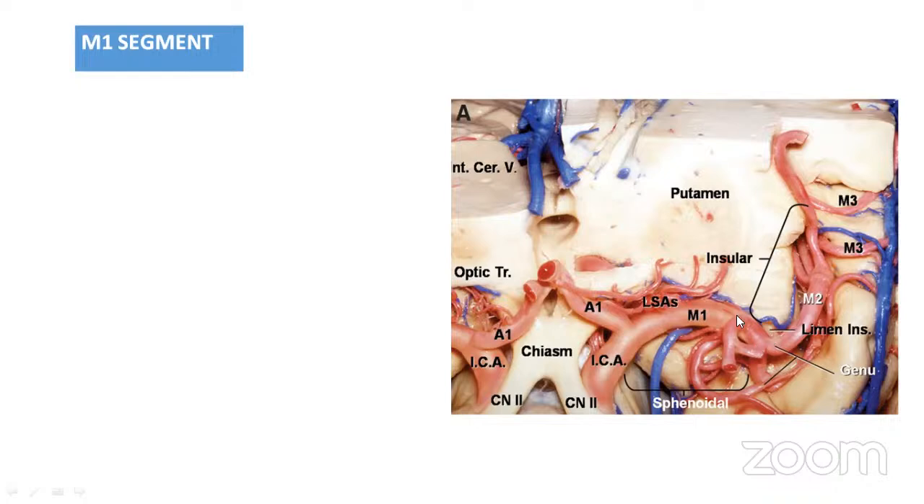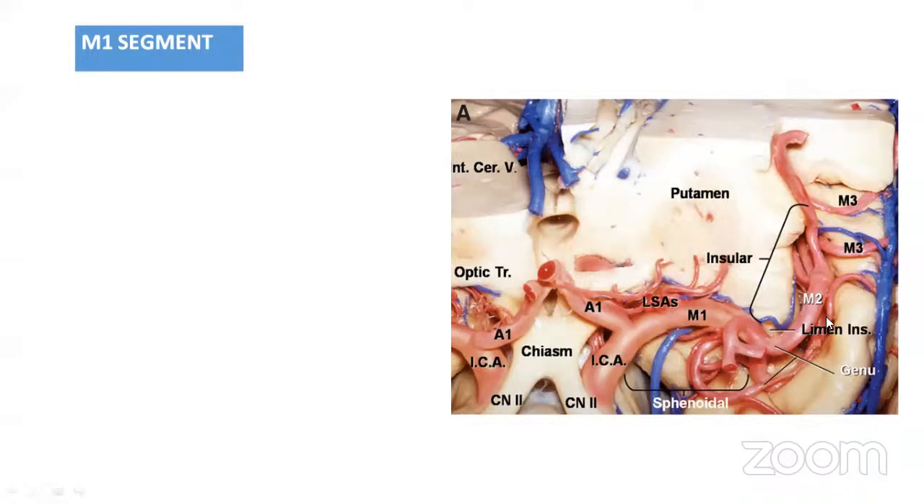Prior to this bifurcation, it gives off the lateral lenticulostriate arteries, which are very important perforators coming up from the M1s. They supply, via the anterior perforated substance, deep structures like the putamen, basal ganglia, and all those. This M1 segment is also called the horizontal segment, and it is also called the sphenoidal segment of the MCA.